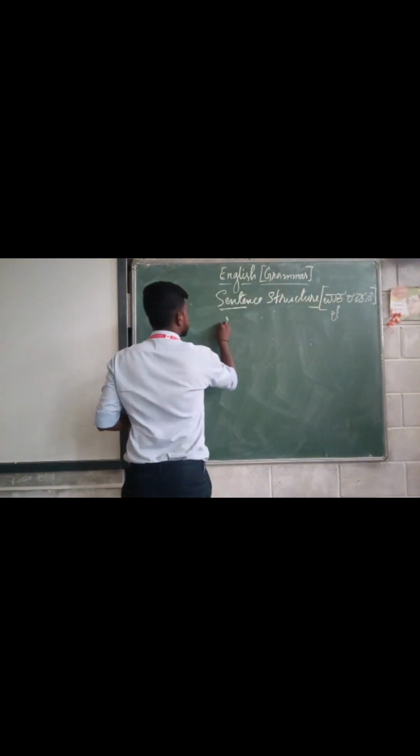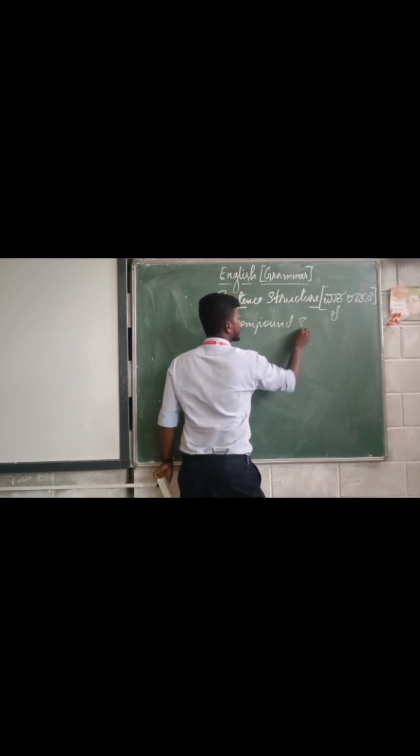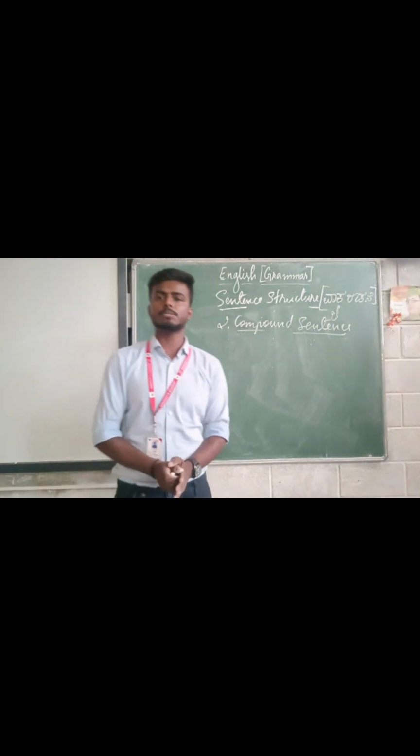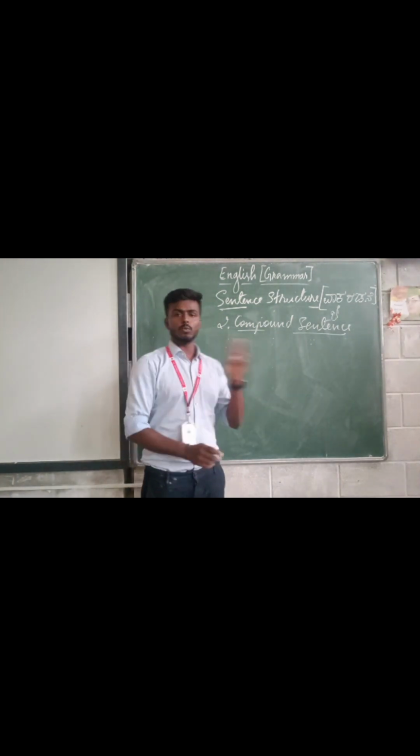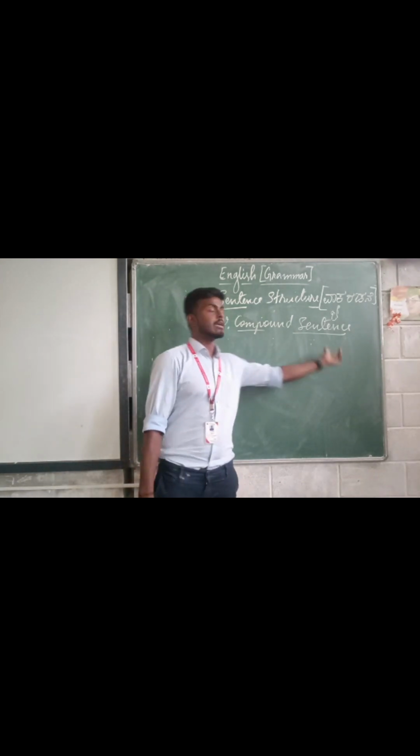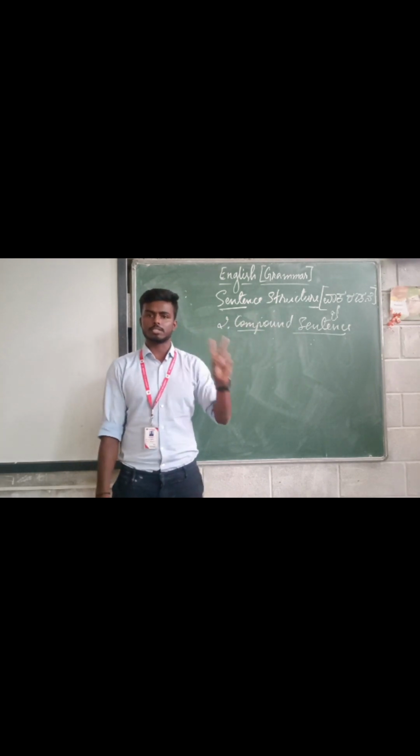So the second one is compound sentence. So here I told you that a simple sentence means the sentence that has one independent clause, that means one subject, one verb, complete sense. But a compound sentence will have two independent clauses.